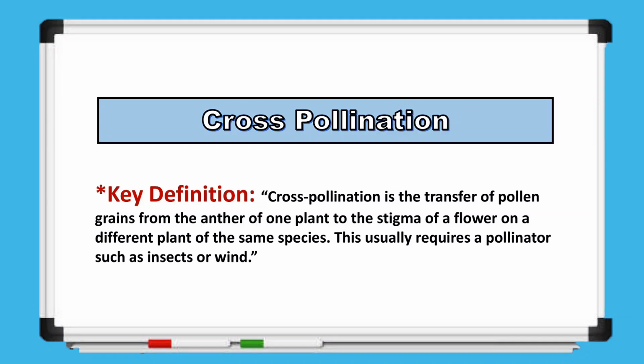Now let's look at another process called cross-pollination. Cross-pollination is defined as the transfer of pollen grains from the anther of one plant to the stigma of a flower on a different plant of the same species. This process usually requires a pollinating agent such as insects or wind to carry the pollen.